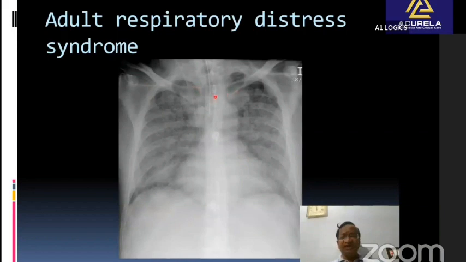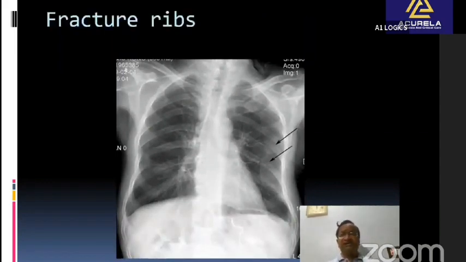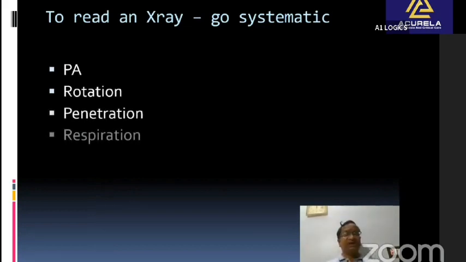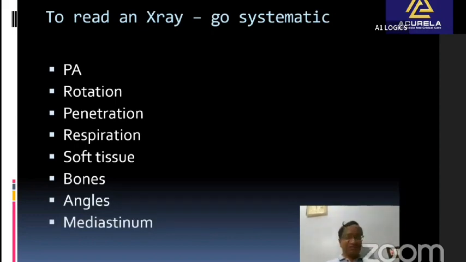Adult respiratory distress syndrome. Yes, where rotation is normal, the spine is in the midline, good exposure, inspiratory film or slightly supine film. Yes, bilateral shadows. Now, if you go on to see only the ARDS, you are likely to miss this, like carrots. To read an X-ray, go systematic: whether PA or AP, rotation or not, penetration is fine or not, respiration, inspiration is adequate or not, sixth anterior rib is the guide to inspiration. Soft tissues are fine. If there is emphysema, if there is a hematoma, bones are fine. There is no fracture of the ribs. There is no scapular disease or anything. Cardiac and costophrenic angles.